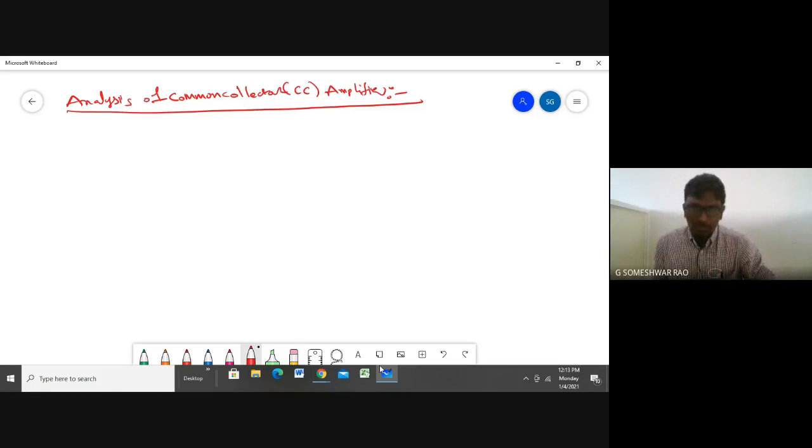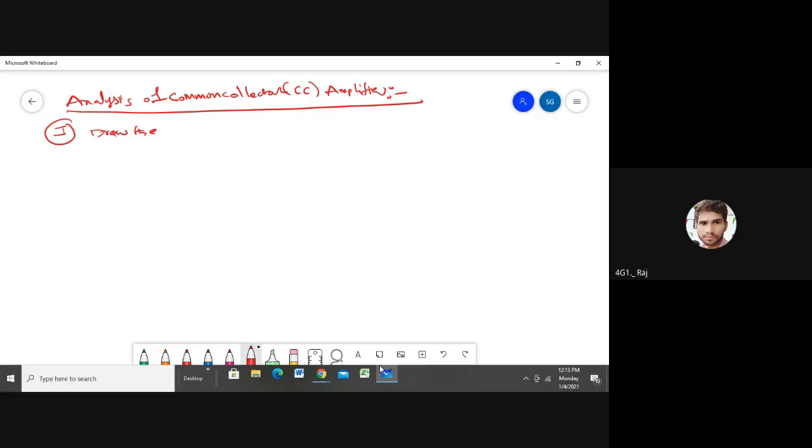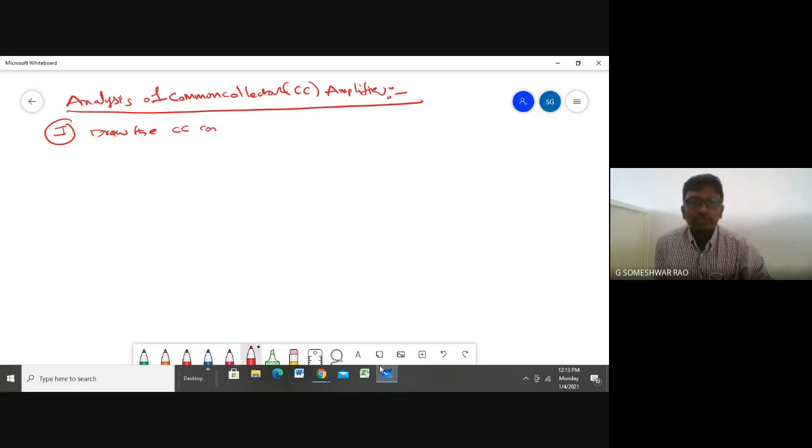So you just follow the steps that I have given. What is the first and foremost step? Draw the CC configuration circuit diagram. Okay, so try to draw the CC configuration.